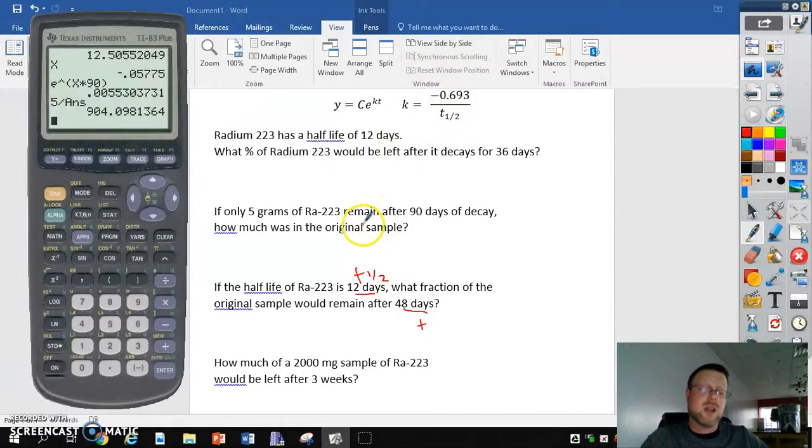You really could use common sense because you know every half-life that passes, your starting amount is going to get cut in half. Now, this is asking what fraction. If we're working with fractions, what's our starting amount? Well, the starting amount is 1. So if I start with 1, I'm going to cut it in half to 1/2 after 12 days. After another 12 days, a half is going to get cut in half. What's a half of a half? A fourth.